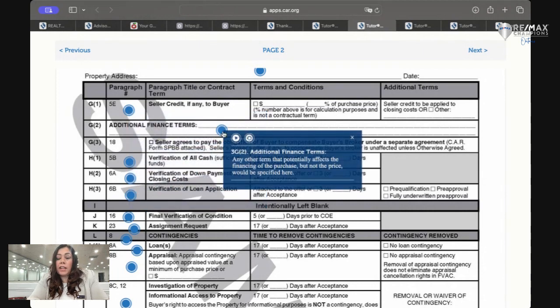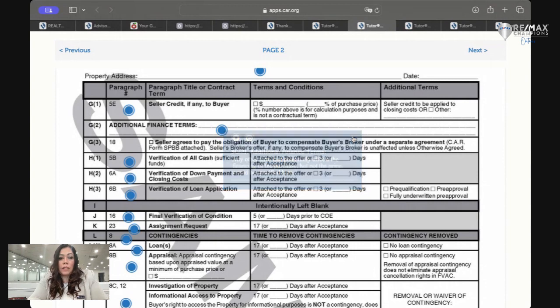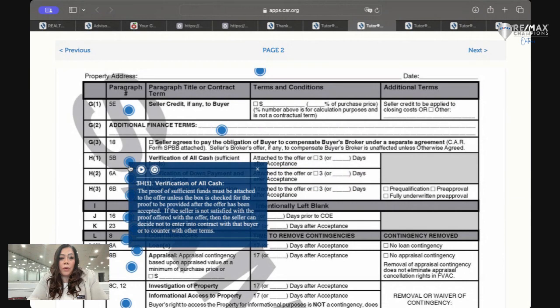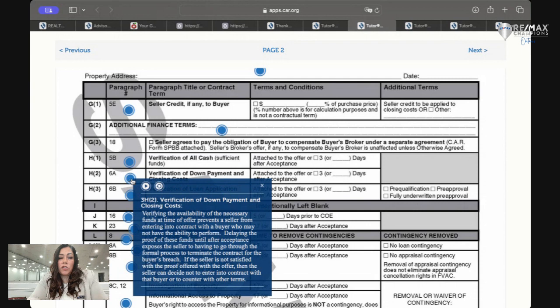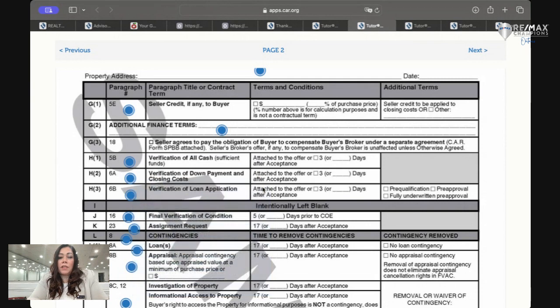Okay, an additional finance term. Any other term that potentially affects the financing of the purchase, but not the price, would be specified here. And 3H1, verification of all cash. The proof of sufficient funds must be attached to the offer unless the box is checked for the proof to be provided after the offer has been accepted, within whichever amount of days is accepted. Same thing with the verification of down payment and closing costs. If it's not checked, then obviously it is attached, which most likely it should be.